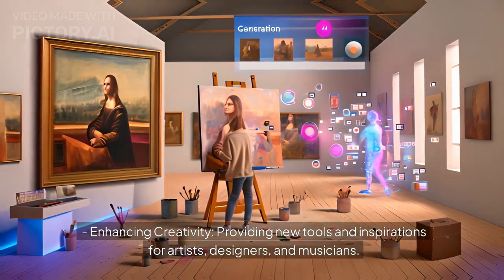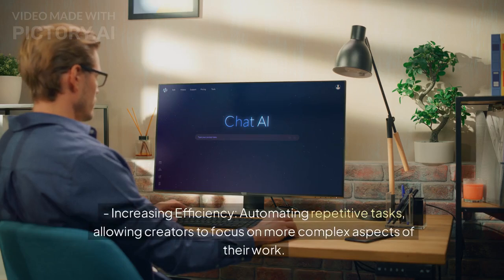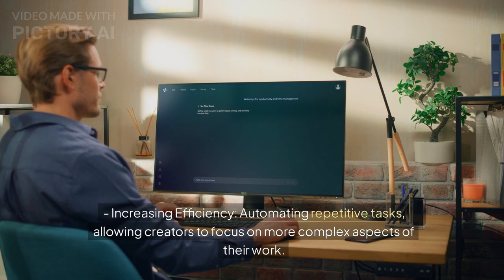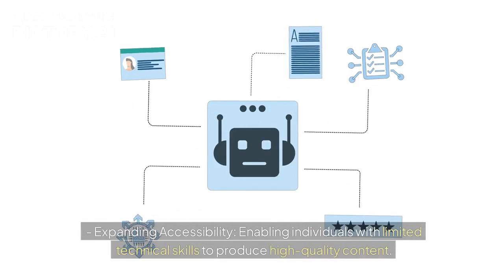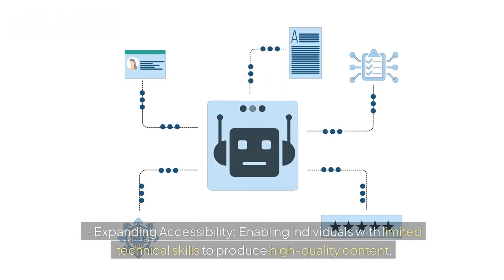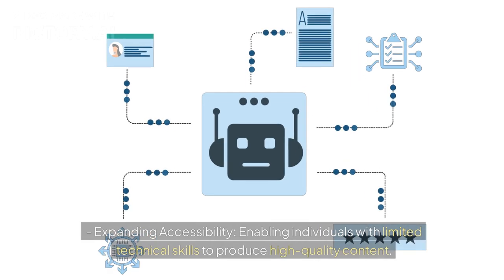Increasing efficiency. Automating repetitive tasks, allowing creators to focus on more complex aspects of their work. Expanding accessibility. Enabling individuals with limited technical skills to produce high-quality content.